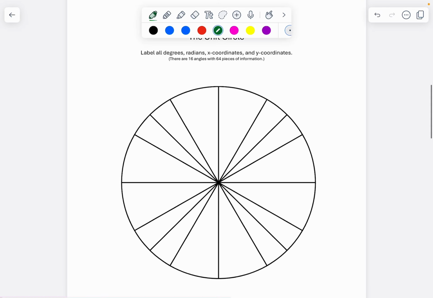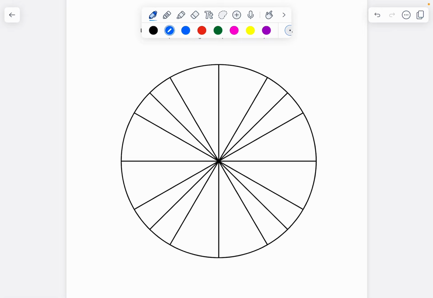Okay, so I will count one of them you do on your iPad because you can't copy that one. And then after that, you have to do it by hand. Okay, so let me show you. So we're going to put everything together.